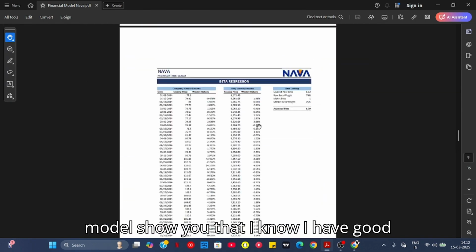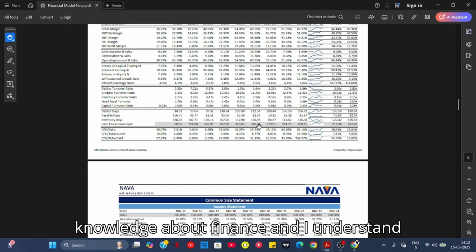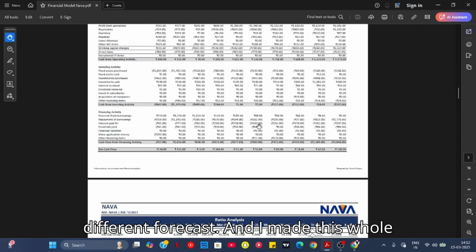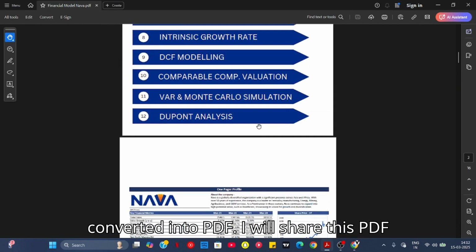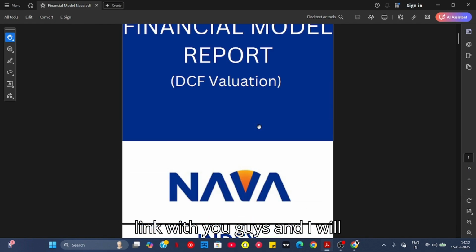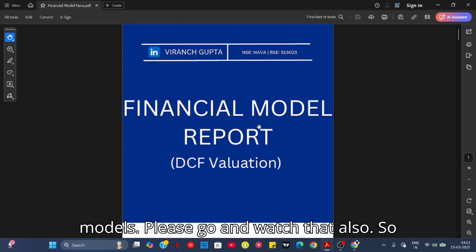Making this financial model shows that I have good knowledge about finance, and I understand different ratios, different analyses, different forecasts. I have made this whole model in an Excel sheet and then converted it into PDF. I will share this PDF link with you guys, and I will make a next video on predictive models. Please go and watch that also. So thank you.